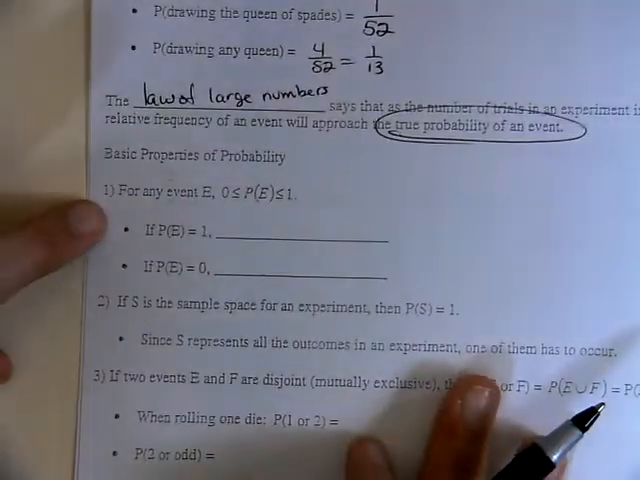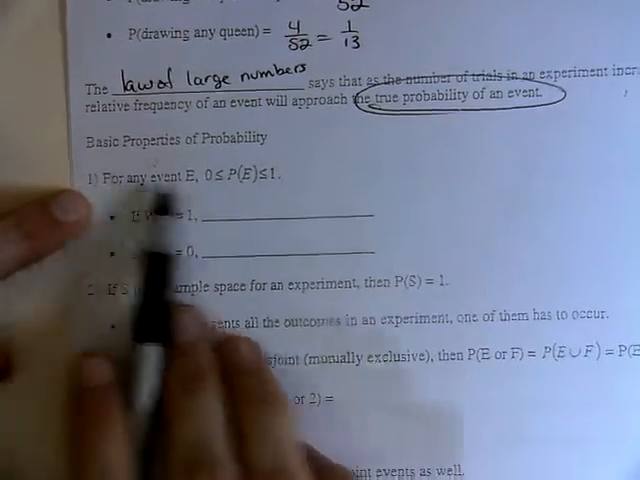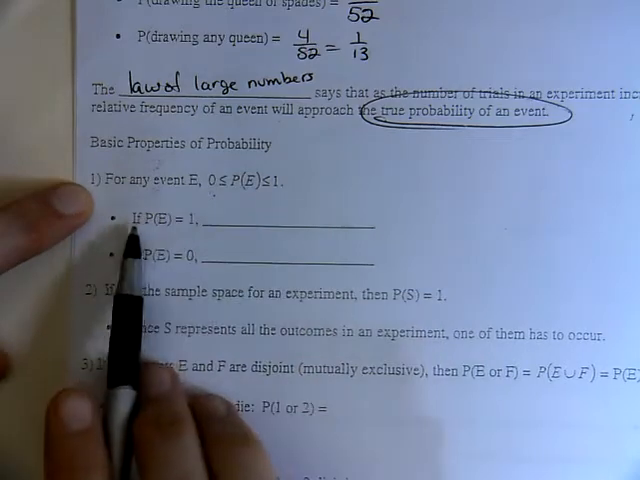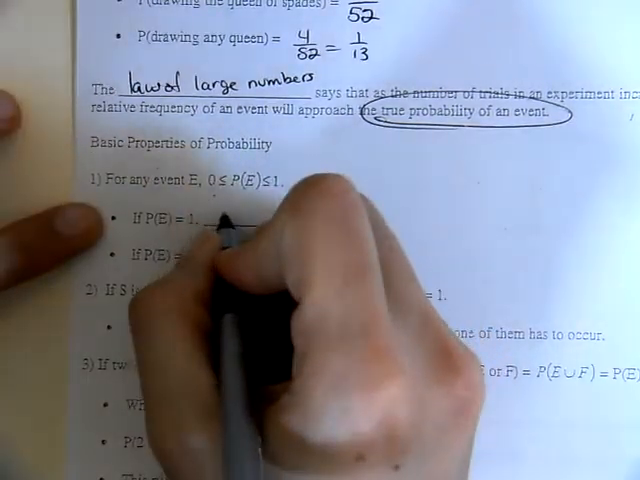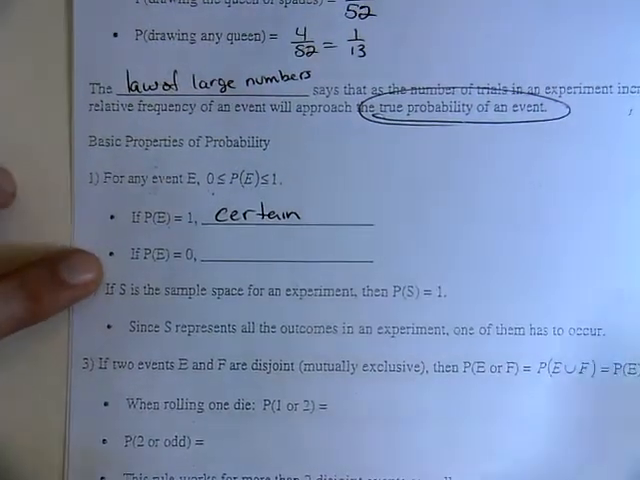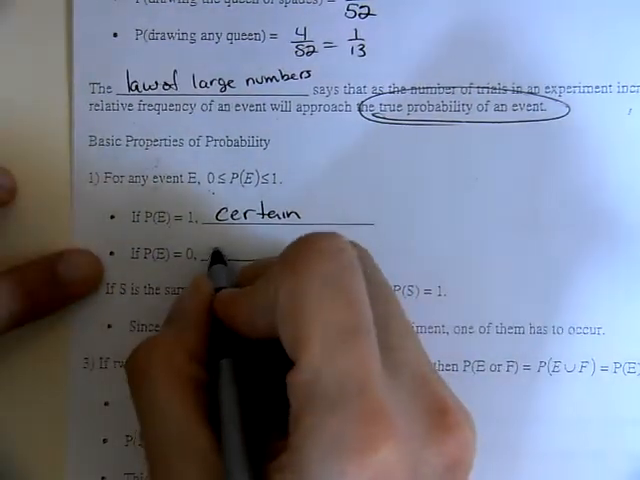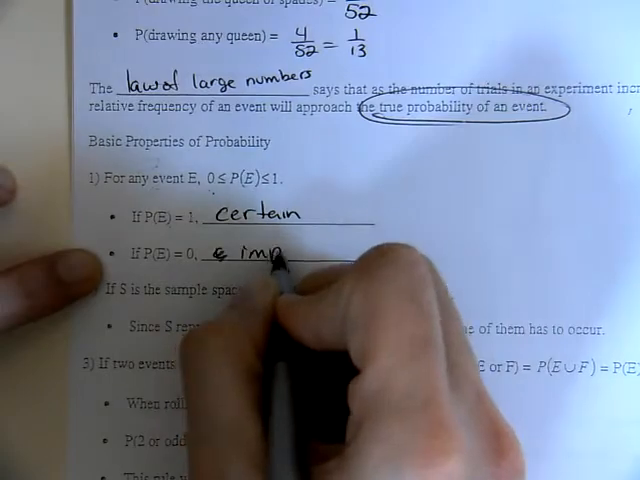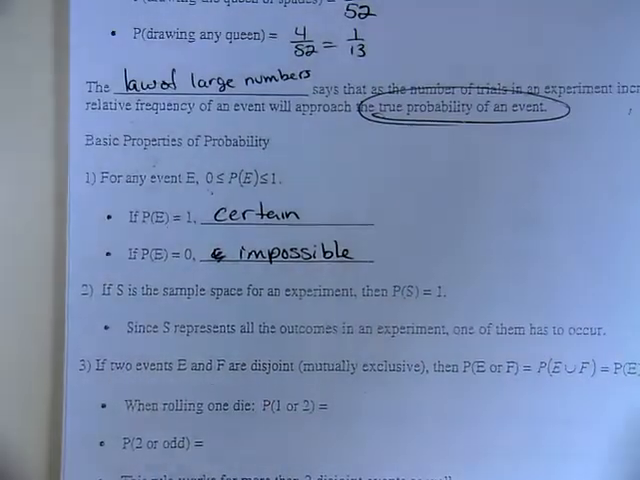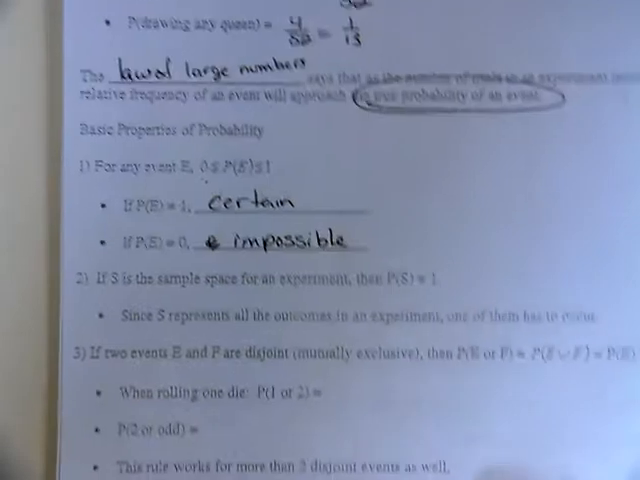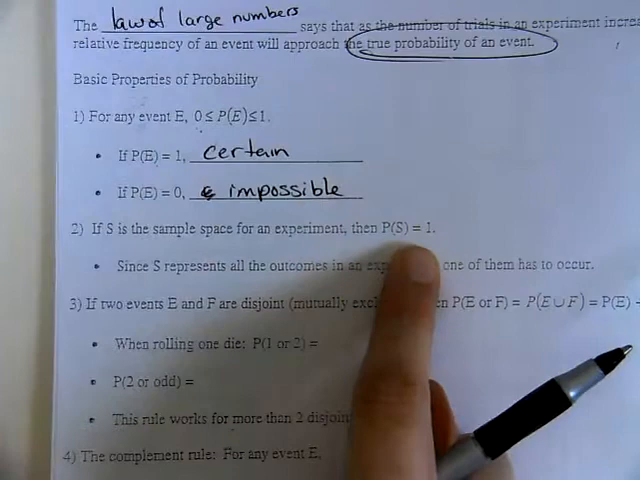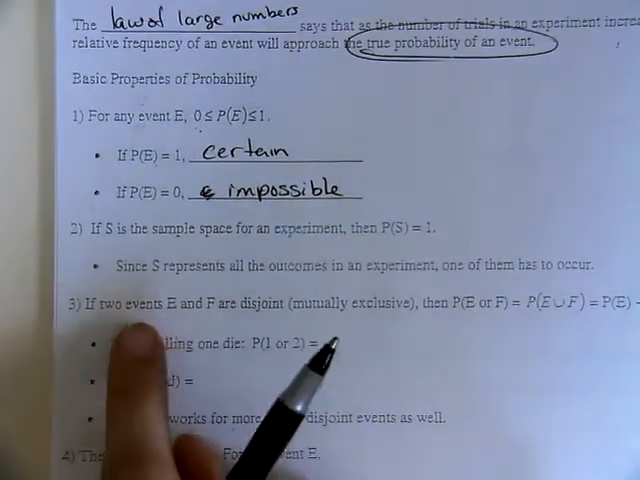Some basic properties of probability. Again, for any event, the probability has to be between 0 and 1. If the probability is 1, that means the event is certain to happen, 100% chance. If the probability of the event is 0, that means it's impossible, won't happen. But very rarely do we have a 0 or a 1. If S is the sample space for the experiment, the probability of S is actually already equal to 1.